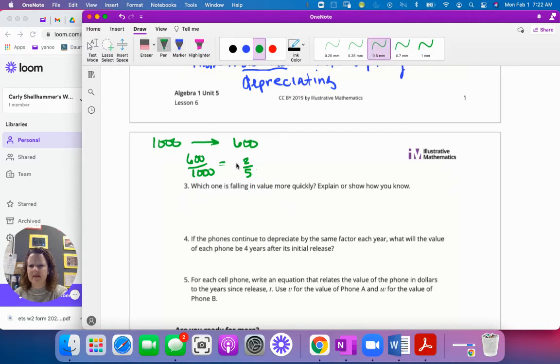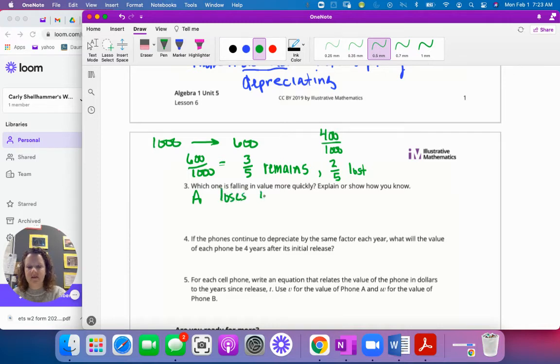Let me rewrite this. $1,000 goes down to $600. 3/5 remains. So how much did we lose? 2/5 is what we lost, and I could get 2/5 by saying 400 over 1,000. So 3/5 remains, 2/5 lost. So phone A is falling in value more quickly.